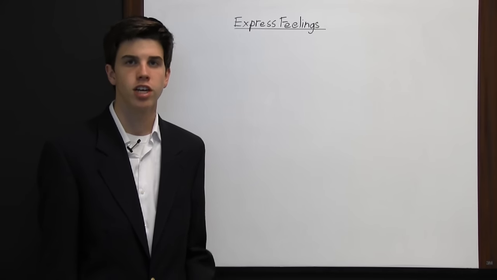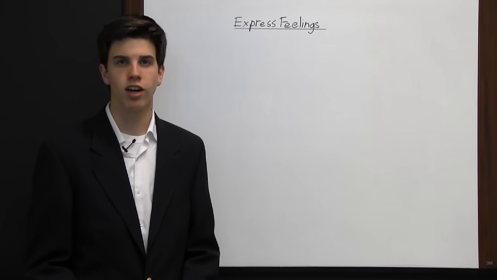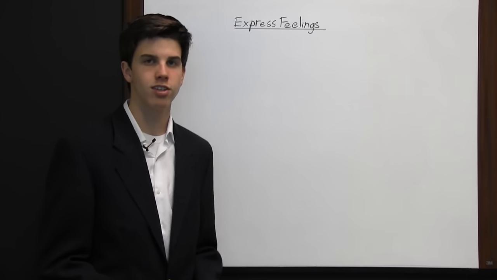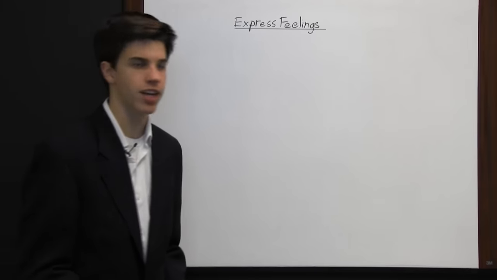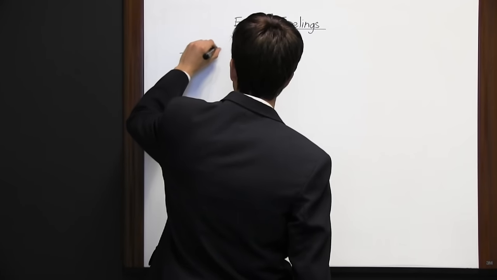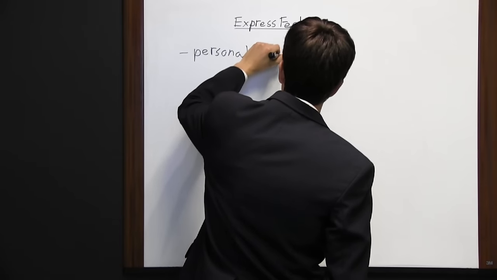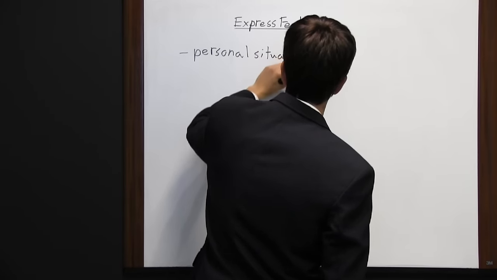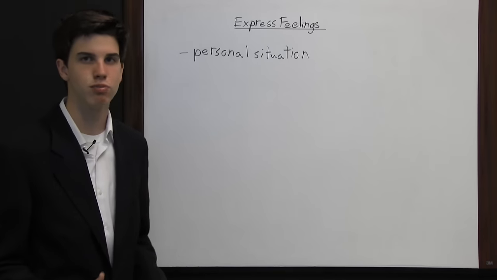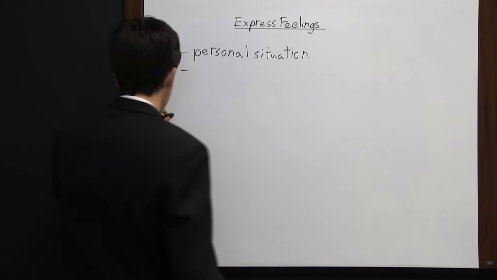Authors will oftentimes try to express feelings, so it's important that you as a reader recognize when an author is trying to express feelings. So first of all, let's take a look at some situations in which a writer may express their feelings. It may be when they're giving a personal story or telling about a personal situation. And personal situations are, like it sounds, very personal to them. It pertains directly to them. It's something they've experienced. So strong emotion will come out of that, and they're going to express their feelings.